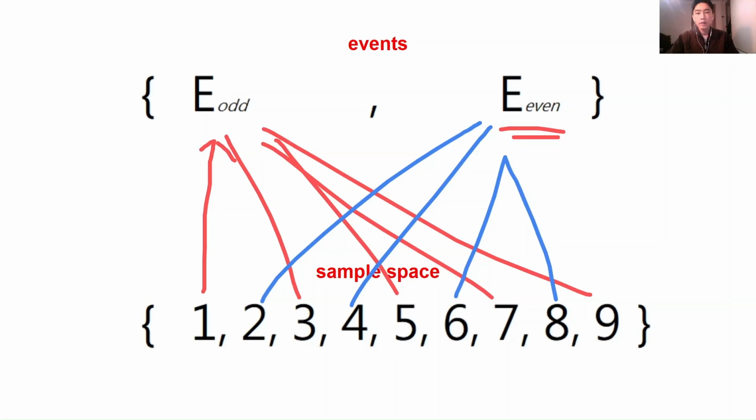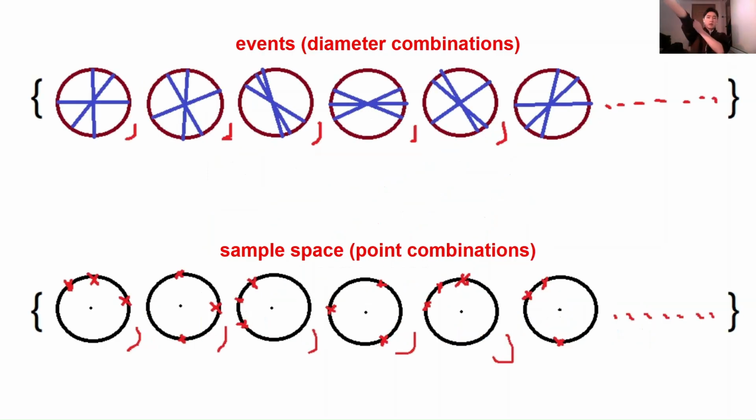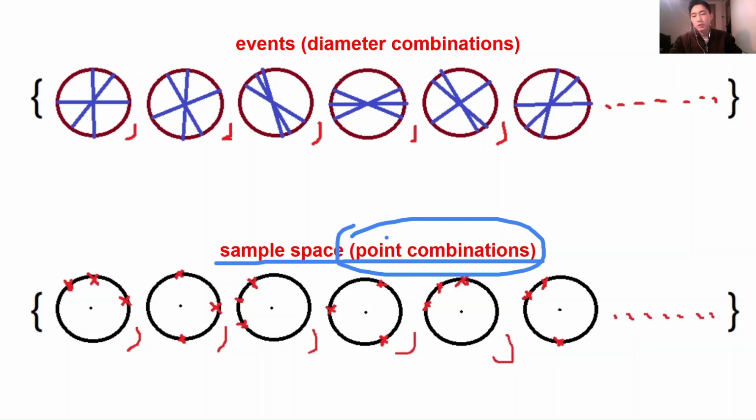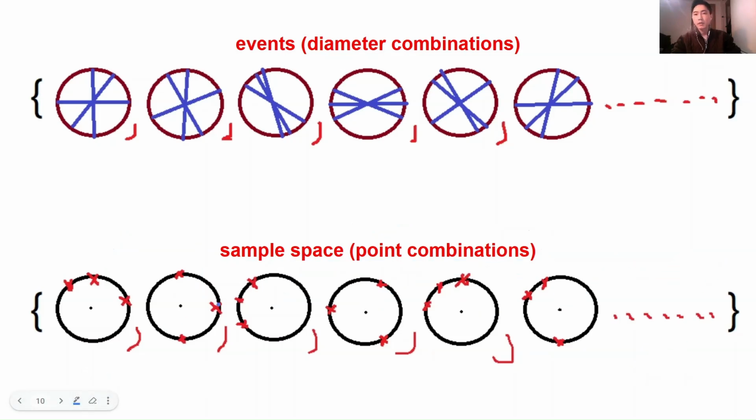Here it is the same. We have a sample space for our question. Inside the sample space, there are infinite possible outcomes, right? And in this video, we call them point combinations. So the point combinations are infinite. It could be this, it could be this, it could be this, and so on and so on.